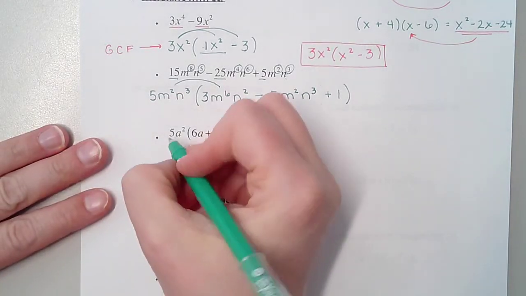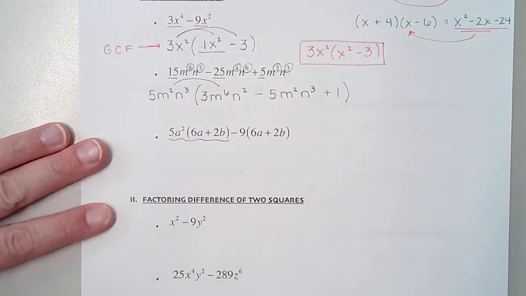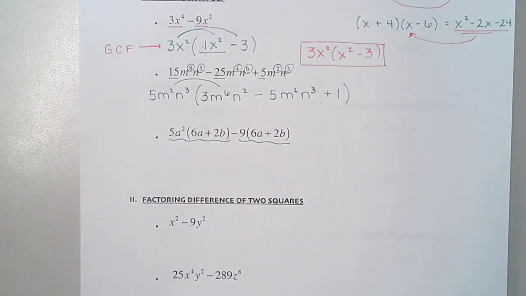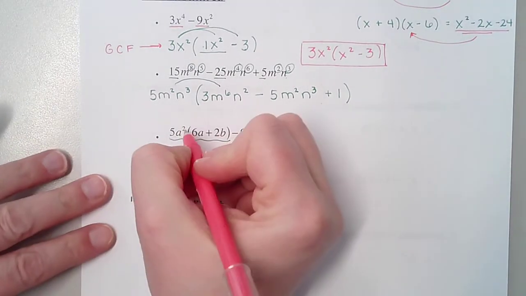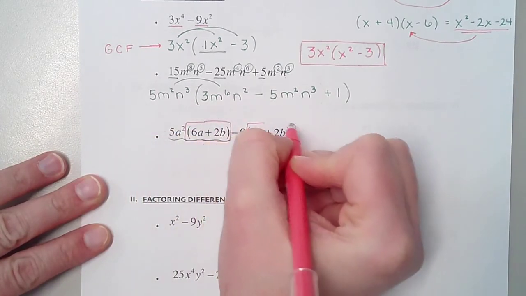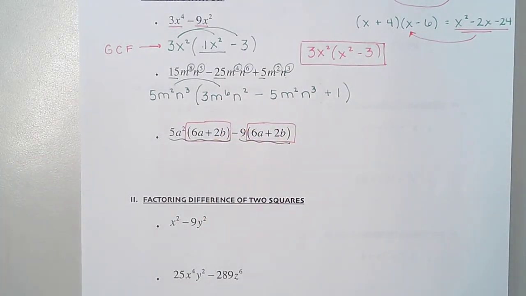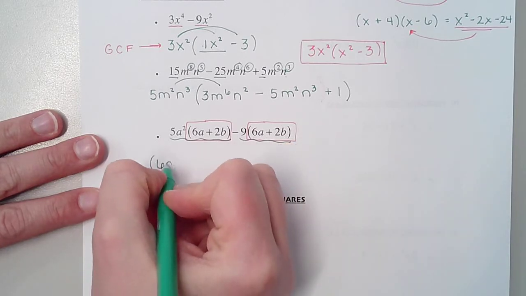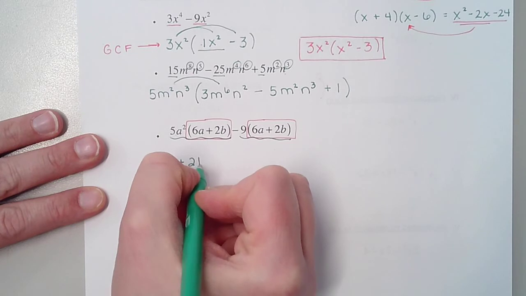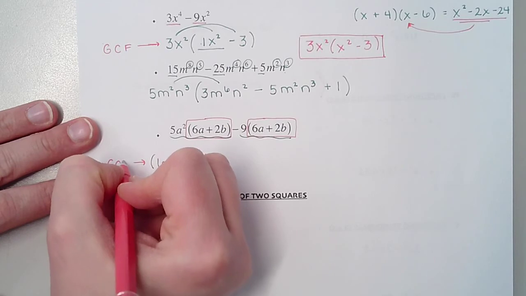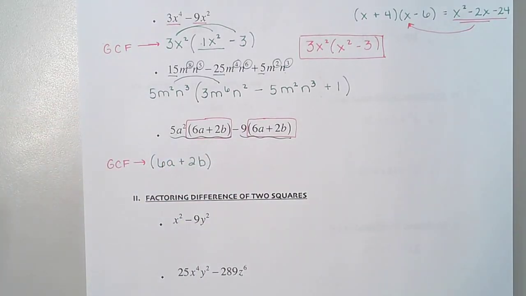Here's what I want you to wrap your head around. This thing here is all one term, and this thing here is all one term. So I've got 2 terms here, and the question I'm asking myself is, what do the 2 terms have in common? Well, what they have in common is this parenthesis. They both have a 6a plus 2b. So that is what I'm going to pull out as my GCF. So I'm going to take this 6a plus 2b and pull it out in front again, serving as my greatest common factor. This is what the two terms have in common, is this thing.